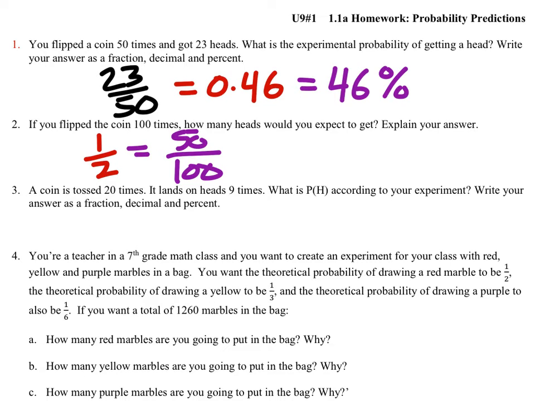Now a coin is tossed 20 times. It lands on heads 9 times. What is the probability of heads according to your experiment? That'd be 9 out of 20. Write your answers as a fraction, decimal, and percent. So we're going to do 9 divided by good old 20, which is 0.45. As a percent, multiply that by 100, 45%.